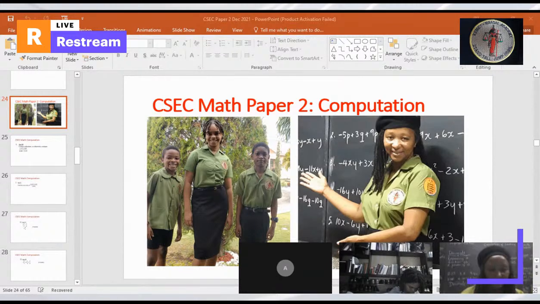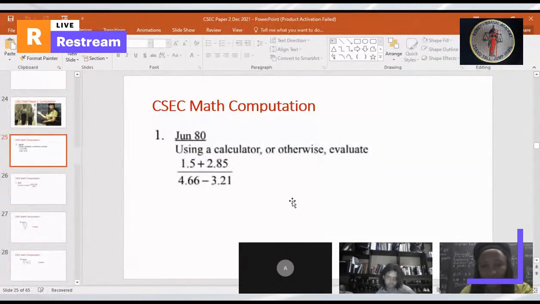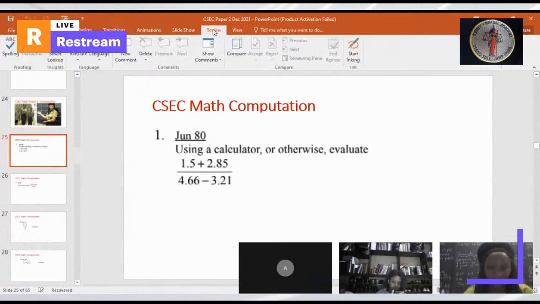All right, scholars, I am back. So it's the easy weasy stuff that we did last week, right? And this says using a calculator or otherwise. So you can actually use your calculator for this one. So Imani, ladies first.